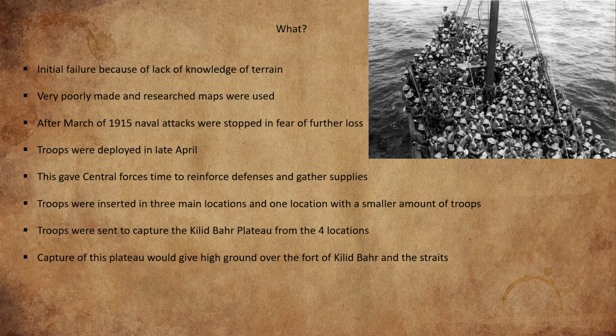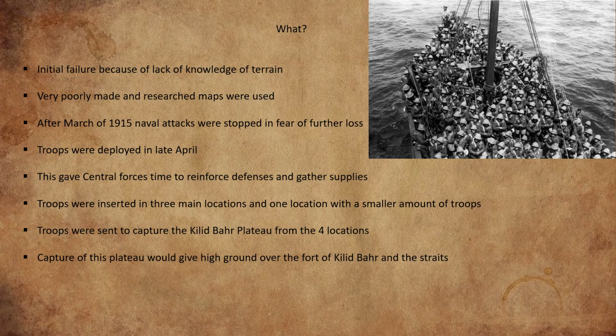The troops were inserted in 3 main locations and 1 location with a smaller amount of troops. The main locations were by the Anzac and the 29th Division, which was the British and the French, and the smaller location was another French force, which was meant to distract from the main push at the other beaches and to create an element of surprise for the main attack and its location.